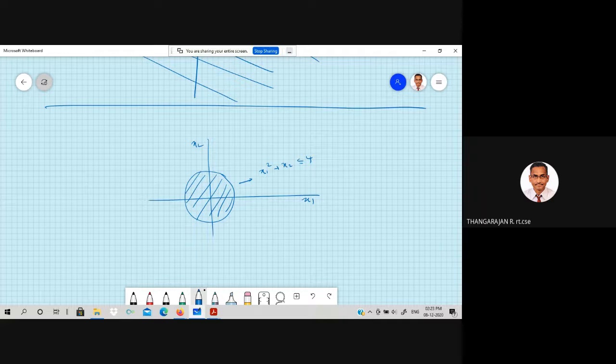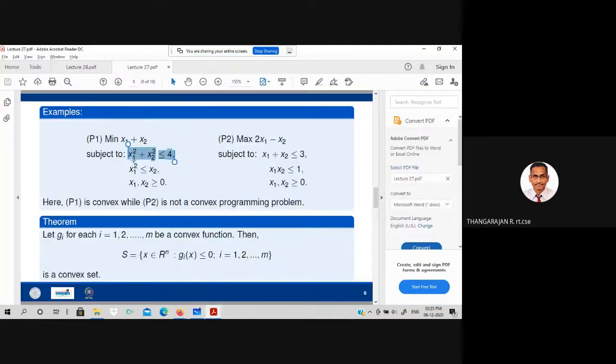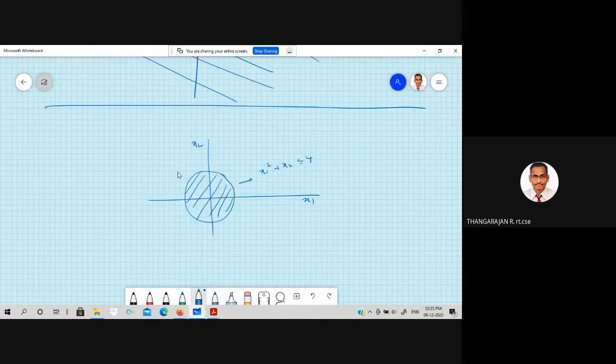So this is a constraint, and what we have to minimize is x1 plus x2. x1 plus x2 is simply a line. If x1 plus x2 is constant, then if x1 increases, x2 should decrease, and if x2 increases, x1 should decrease. So this is the line.